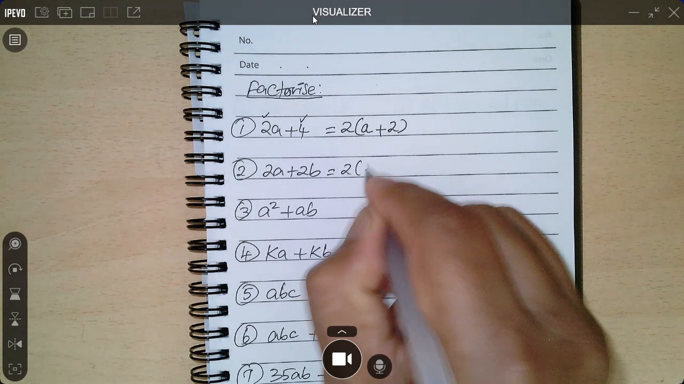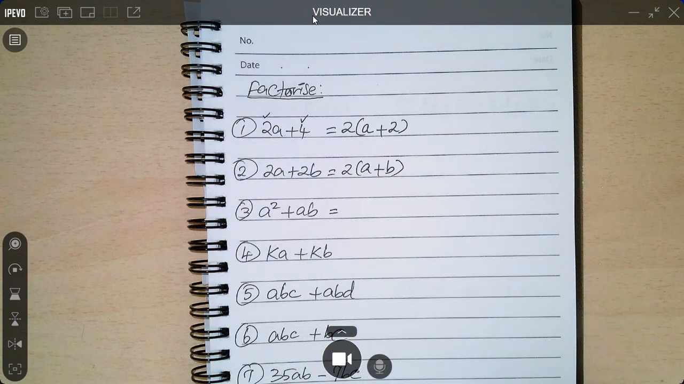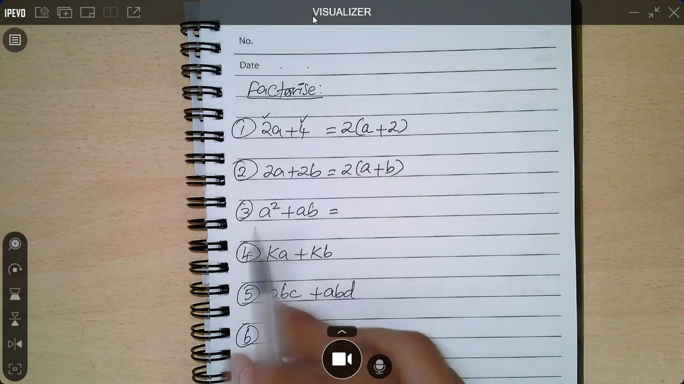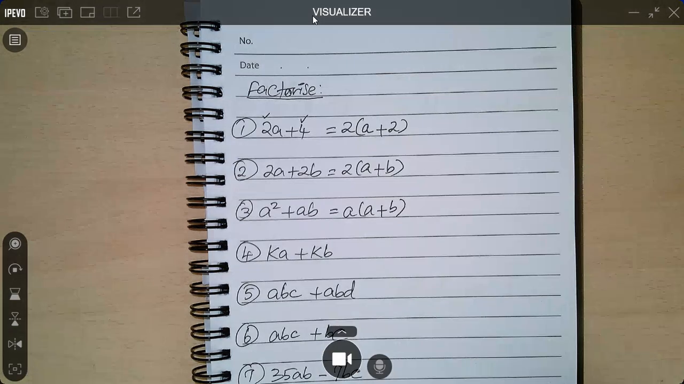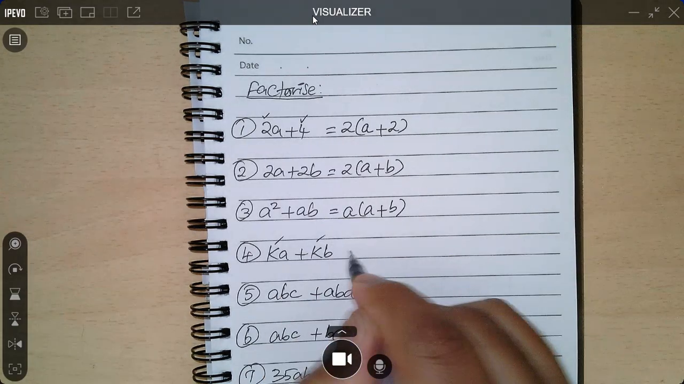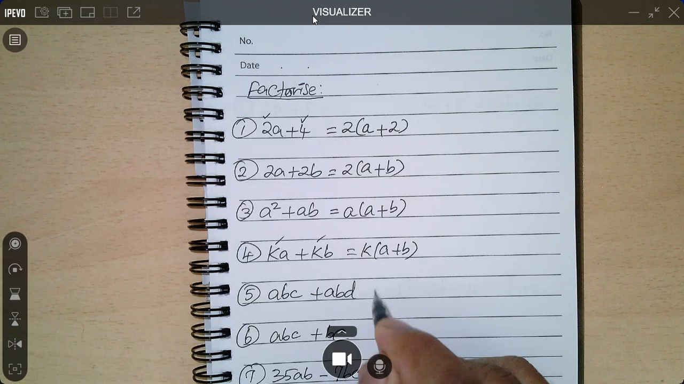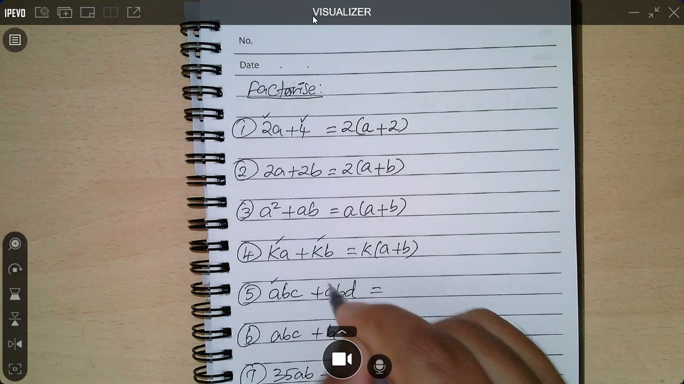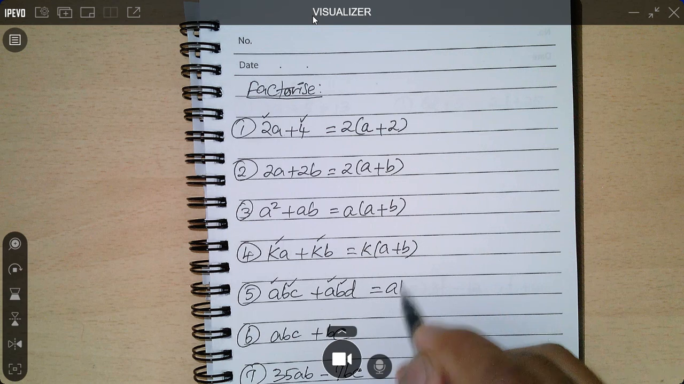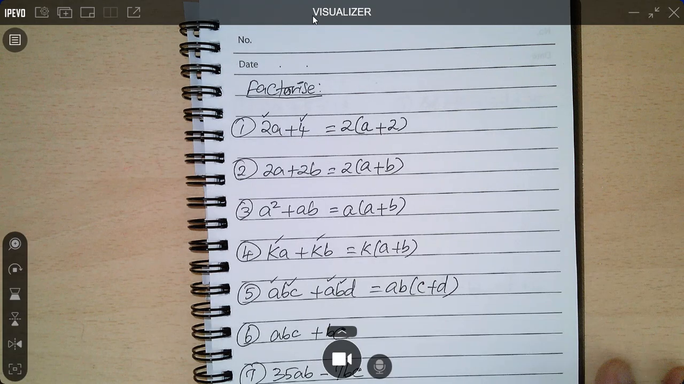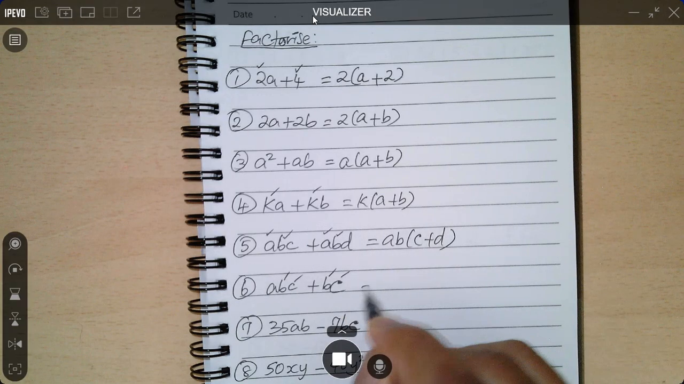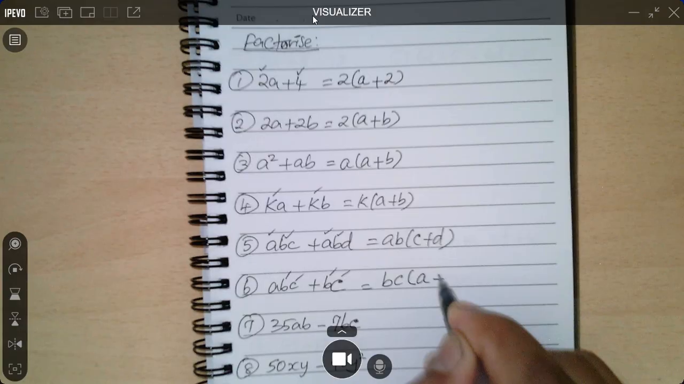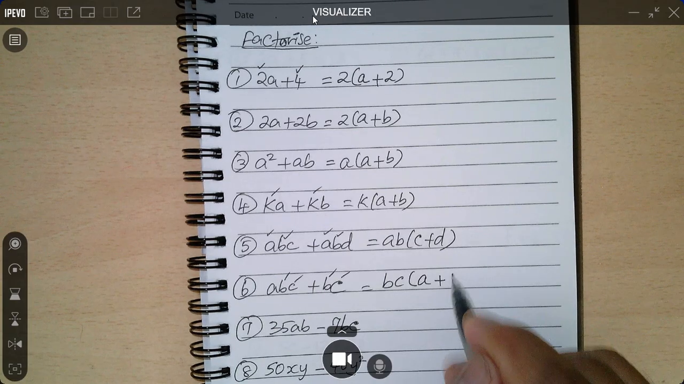Here also 2 is common: 2 times (a plus b). Here there's no constant, but you look at the variable, a is common. You've got a square, which is a times a, and here ab. So a can be taken out, and the balance is a plus b. In this, k is common: k times (a plus b). In question 5, a is also common, b is also common, so ab can be taken out. Question 6, b is common, c is also common, so bc can be taken out. Since you have taken out bc, you get a balance of 1 here.